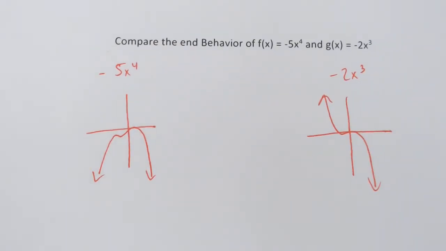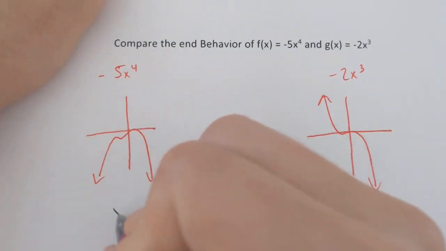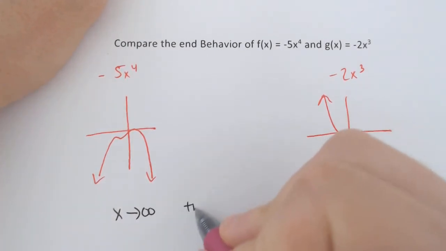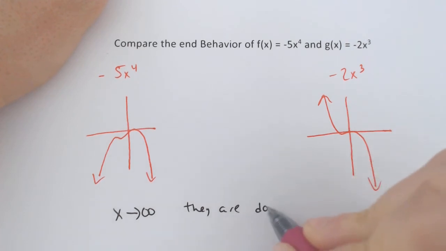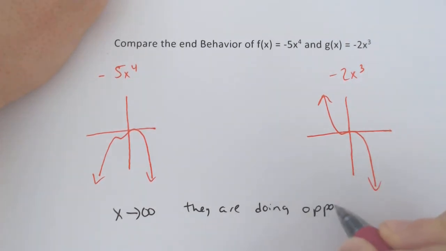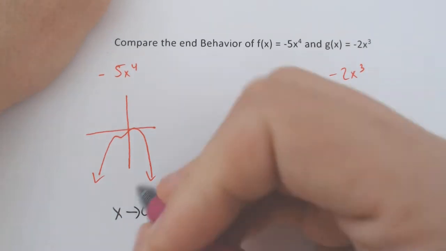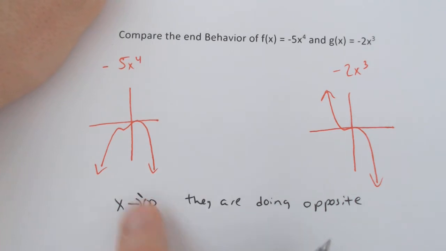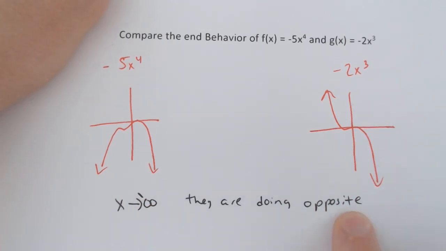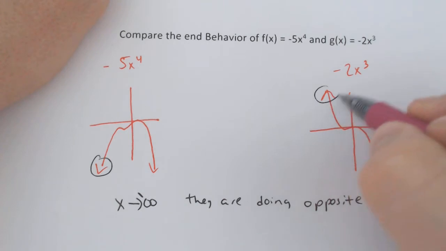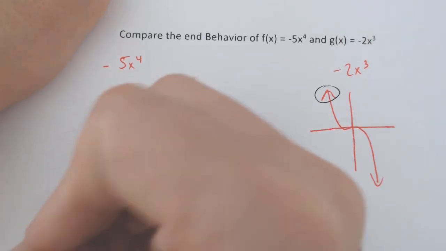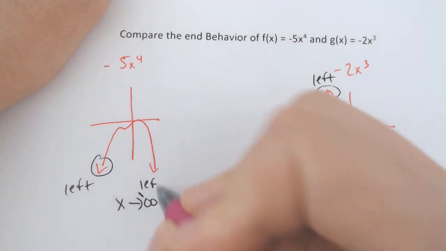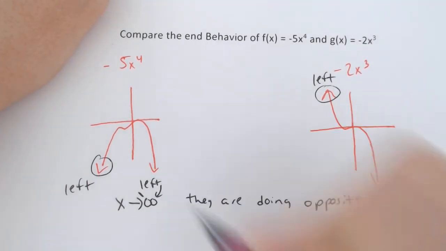So the way that you're going to compare that is you would say as x approaches negative infinity, on the left side, they are doing opposite things, because on the left side, we're going down over here, but we're going up over there. And this would be the left, and this would be the left, and that's what we're talking about here, the left side.